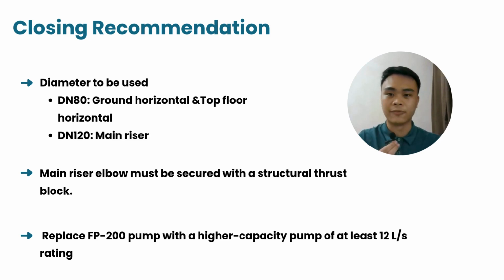So, to give closing recommendations, we formally recommend to this panel that the building adopts a design DN80 pipe layout paired with an upgraded DN120 main riser to reduce friction and lower long term energy costs. The main riser elbow must be secured with a structural truss block. And most importantly, the specified FP200 pump must be rejected and replaced with a higher capacity pump of at least 12 liters per second rating.